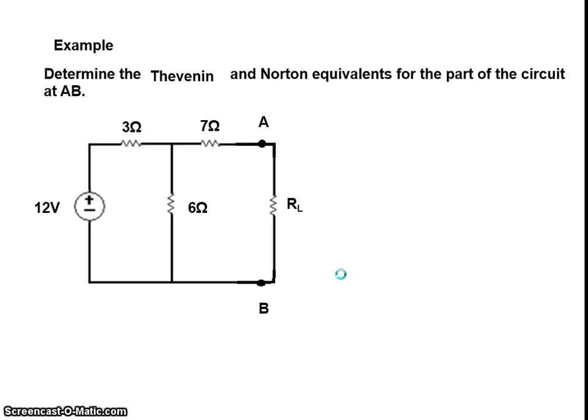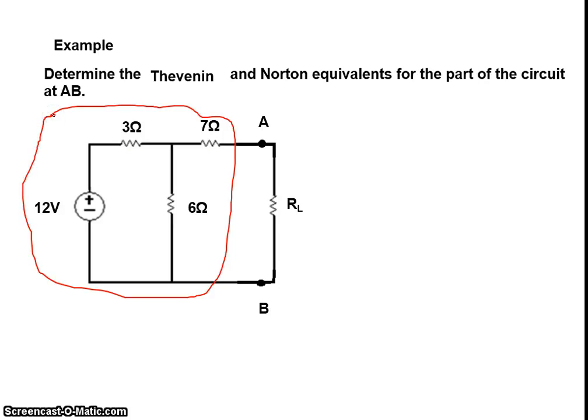Let us have a look at one example. So here the question is, determine Thevenin's and Norton's equivalent for the part of the circuit at A, B. So what you are asked to do here is, you are given a network with a combination of some resistors and voltage source. We need to represent an equivalent circuit for the left side of this terminal AB.